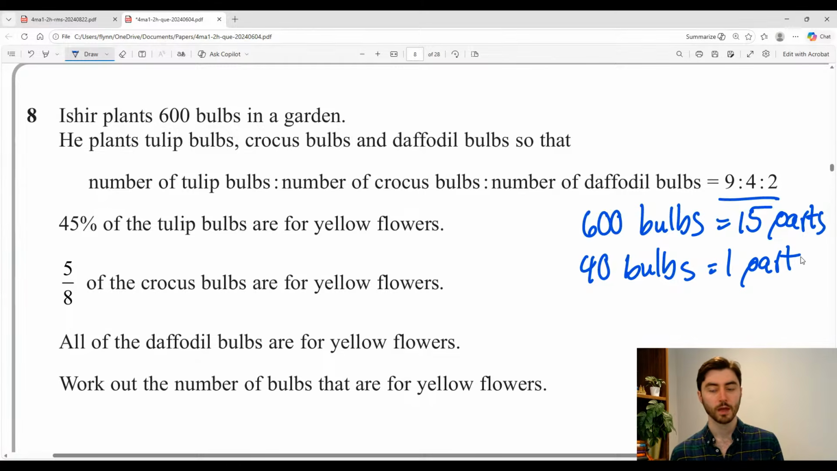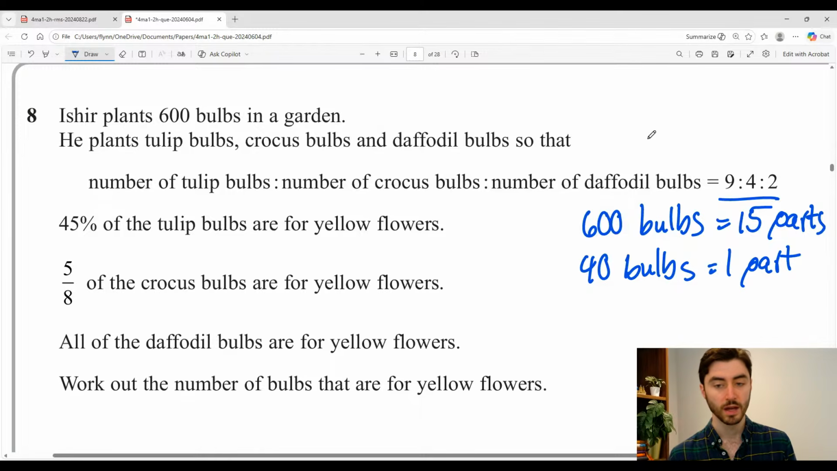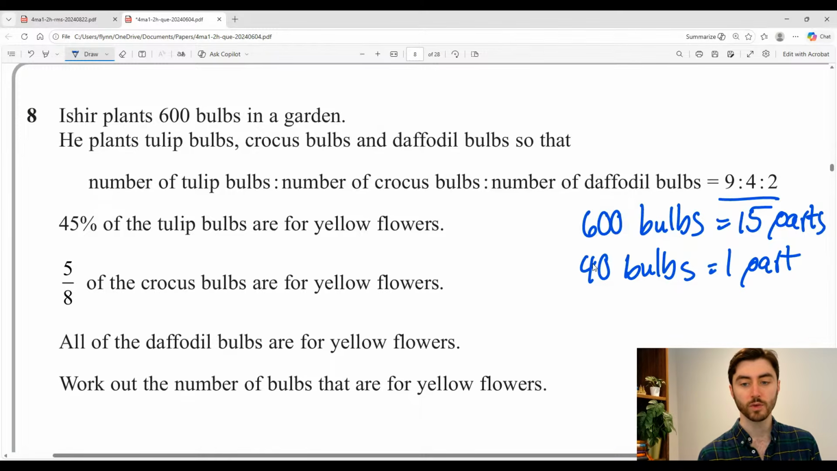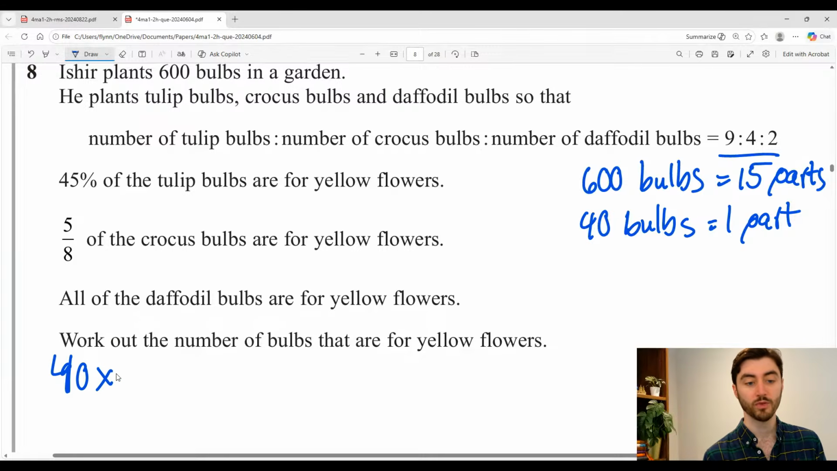Okay. So that way we can work out exactly how many tulips we have, how many crocus we have, and how many daffodils we have. Because 9 times 40, and in fact, because this is GCSE as well, I'm very much going to write out all the steps here. So 40 times 9 is 360 tulips.